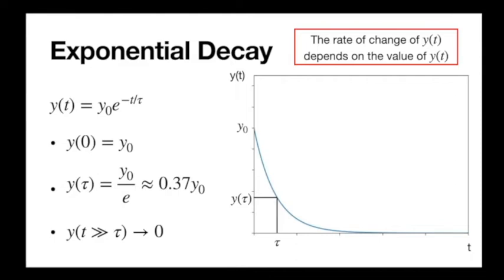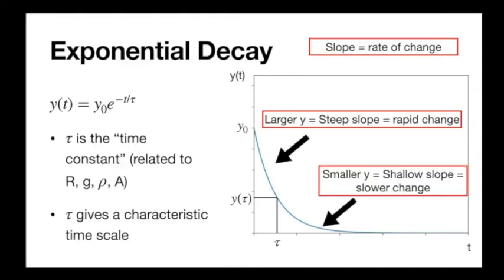Okay, so what is tau? It's the time constant, we call it, and it's a characteristic time scale for a system. So what does that mean? Well, mathematically, what it means on this graph is it's how long it takes to decay to 1 over e of our original value, or about a third of our original value.